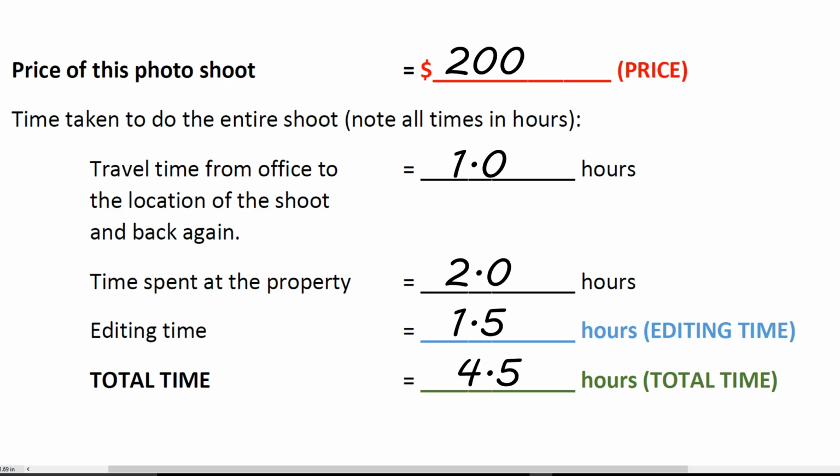So then we need to calculate the time spent editing and the total time spent on a shoot. And we're just looking for average numbers here, okay? So don't be too worried if each one's a little bit different each time. Now when I put these numbers in, we get 1.5 hours for editing and a total of 4.5 hours working on this shoot. So that includes travel time.